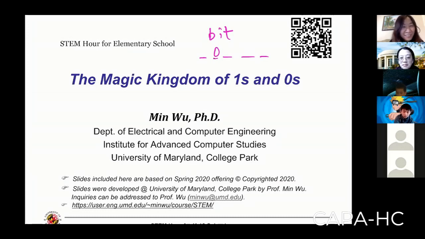Make a what? Megabyte? Gigabyte. A gigabyte? Oh, that's a very interesting question.